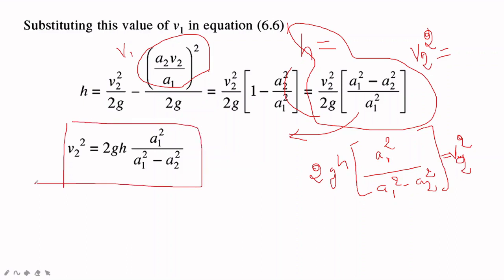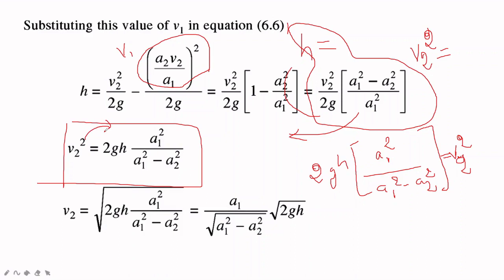square minus a2 square. So I'll transfer the square root to here. So v2 is equal to root 2gh a1 square divided by a1 square minus a2 square. So I'll take the common terms, that is I'll take the square terms outside, that is a1 square is the square root, a1 remains. So a1 minus a2 will be in the square root only. So a1 over root of a1 square minus a2 square into root 2gh. So I got the value of v2.